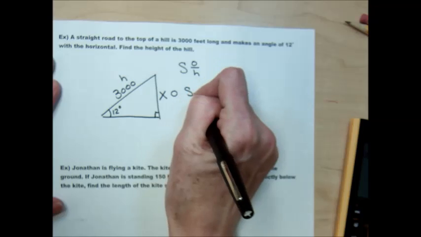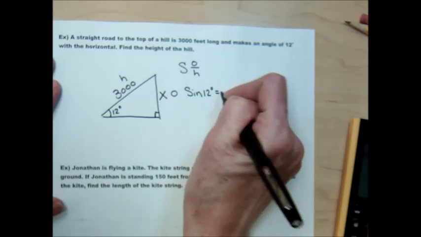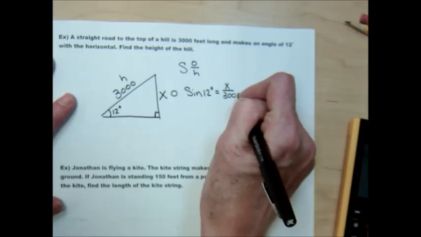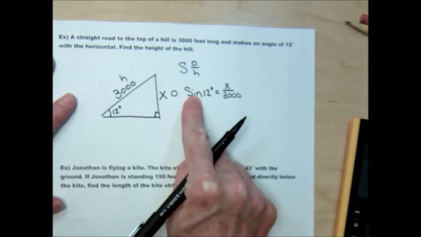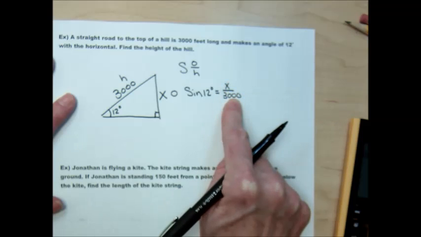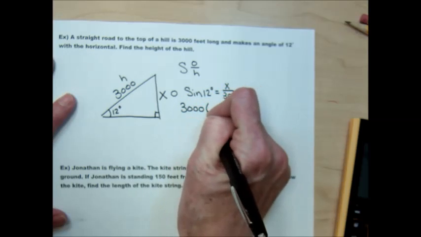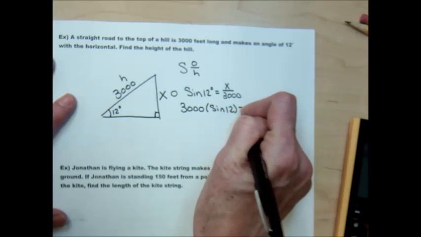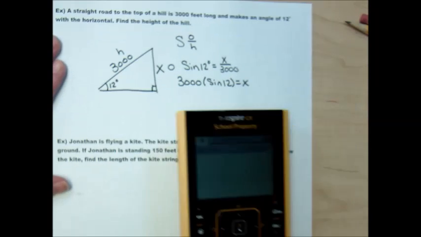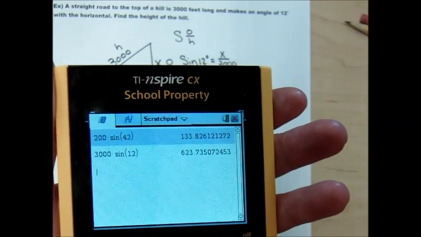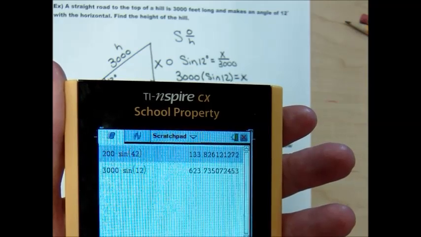So let's set it up. The sine of 12 degrees equals the opposite, which is x, over the hypotenuse, which is 3,000. Sine of 12 equals opposite over hypotenuse. Since it is an equation, I'm going to multiply by the denominator. So 3,000 times the sine of 12 equals x. X is alone. Ta-da! All I have to do is multiply. So I'm going to type it in. 3,000 times the sine of 12. And it's a side length, and I told you side lengths were going to round to one decimal place. So this is going to be 623.7.